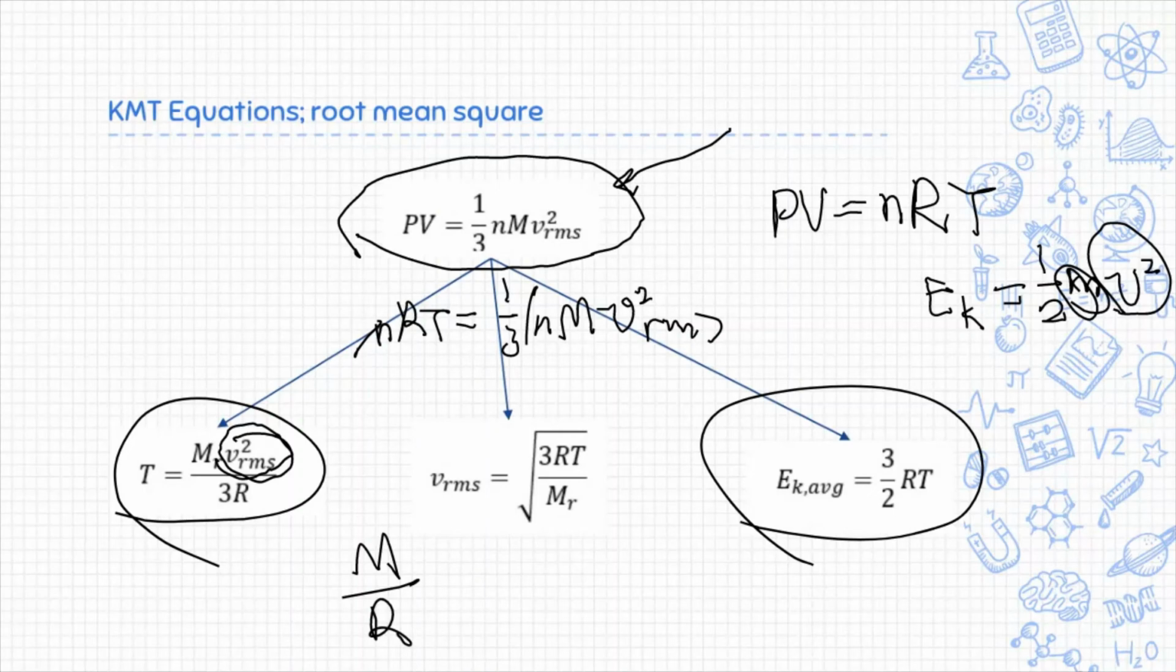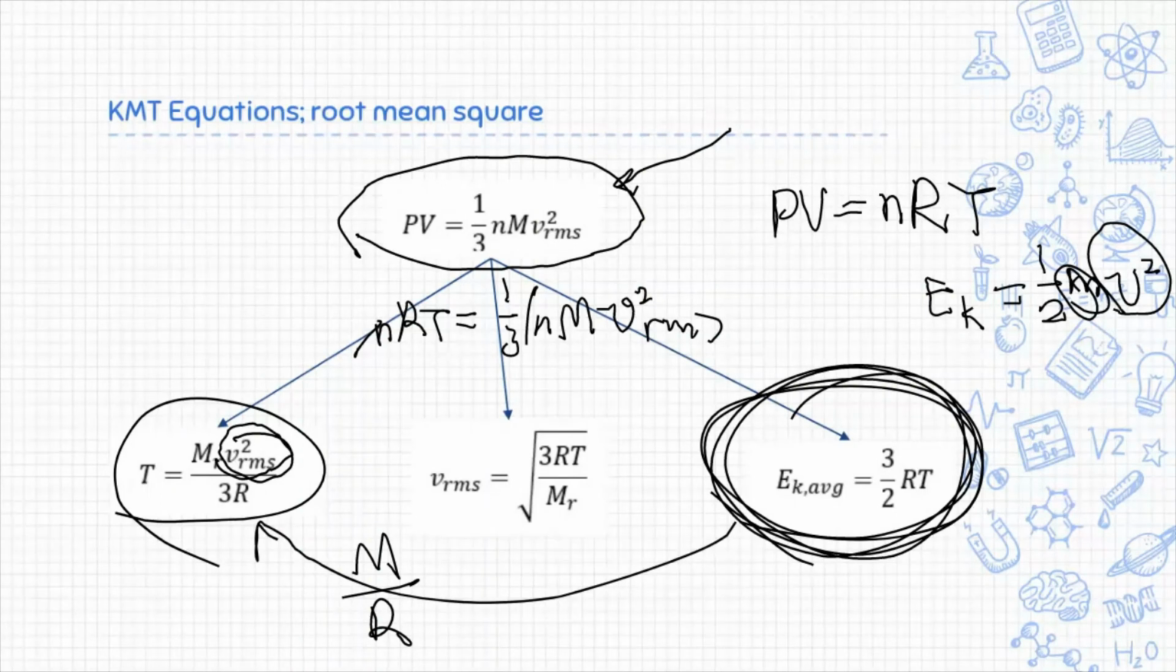Basically, what I'm trying to say is that this is derived from this, or it's somewhat of a rearrangement of this. And we can finally justify that as you increase the temperature of the system, the kinetic energy of gas molecules increases with temperature. Does that make any sense?